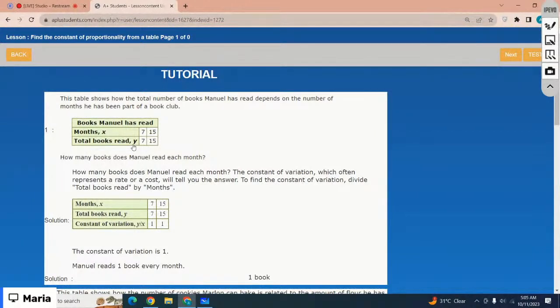Okay, so in 7 months he reads 7 books, and in 15 months he read 15 books, right? How many books does Manuel read each month, right? So because you need to find the books he read in 1 month, divide the books by the months, right? 7 over 7 is 1 and 15 over 15 is also 1. That means the constant of variation is 1. Every month he read just one book. Got it?